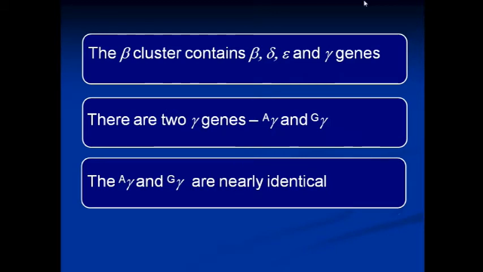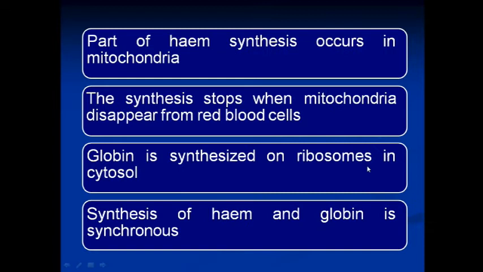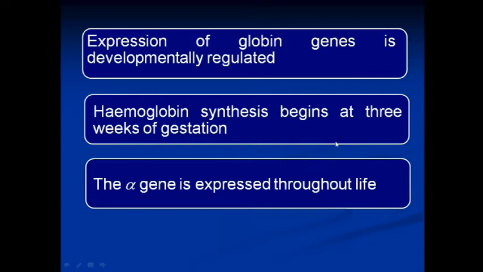Hemoglobin synthesis occurs in red blood cell precursors. It begins at the proerythroblast stage and the remaining 35% of hemoglobin is completed by the reticulocyte. Part of heme synthesis occurs in mitochondria. Globin is synthesized on ribosomes in the cytosol. Synthesis of heme and globin is synchronous, and as much heme is made, they associate and form hemoglobin. Hemoglobin is developmentally regulated.